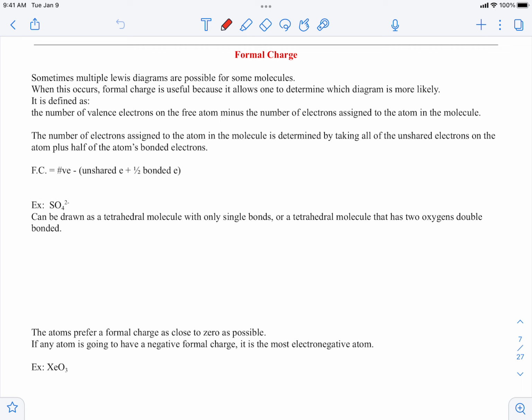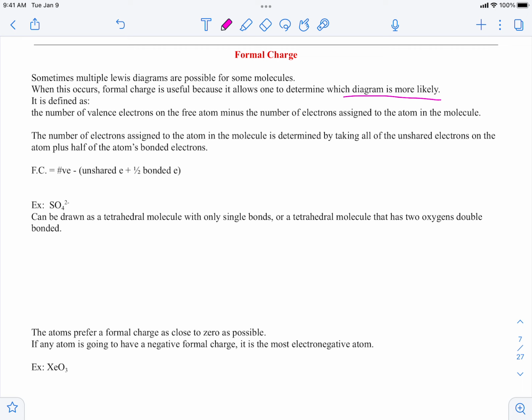Yesterday we were talking about Lewis diagrams, how to draw Lewis diagrams. Sometimes you can draw a Lewis diagram and you might not be sure if it's right or not. This is going to show you how to decide if a Lewis diagram is correct. This concept is called formal charge. Again, the purpose is to determine which diagram is more likely.